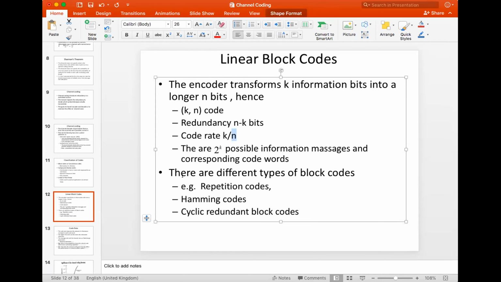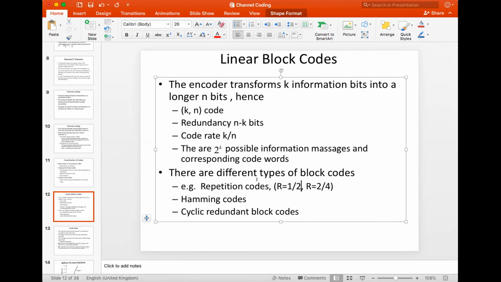A very good example, and the simplest form of a block code, is what we call repetition codes. What does that mean? If you have a repetition code of rate 1/2, it would mean that you are inputting one information bit and getting out 2 bits. If you have a rate of 2/4, it means that you are inputting 2 bits and getting 4 bits.